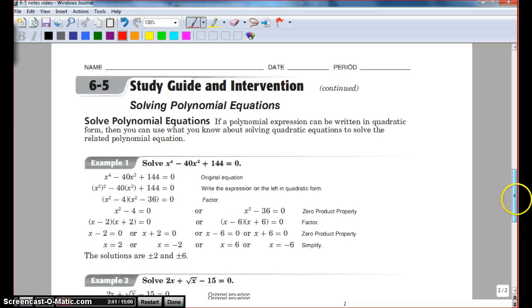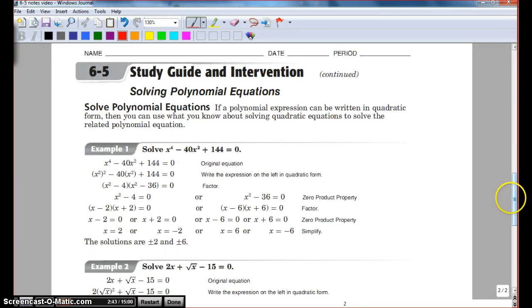So, solving polynomial equations. If a polynomial expression can be written in quadratic form, then you can use what you know about solving quadratic equations to solve the related polynomial equation. Example 1. Solve x to the fourth minus 40x squared plus 144 equals 0. So our original equation has three terms.